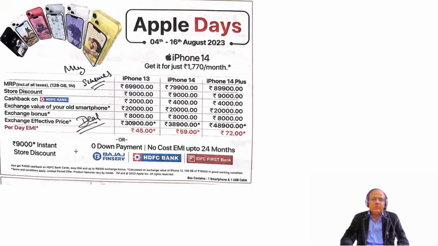And if you see the advertisements given by Apple, they have offered you an MRP for iPhone 13, 14, and likewise, they've given you a store discount. They have given you cash back on HDFC Bank's credit card, and they have given you exchange value of your old smartphone. They are also giving an exchange bonus and an exchange effective price. So in a nutshell, they are trying to give you the best deal, and that too on EMI. See, the idea is to ensure that the customers get motivated enough through these best deals and through offering you transparent pricing.